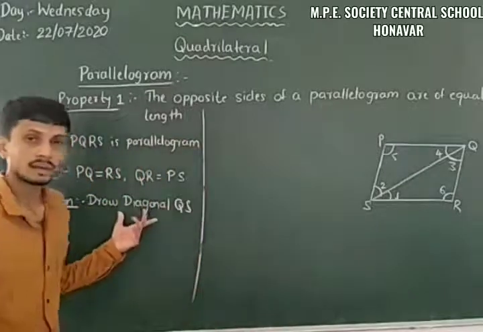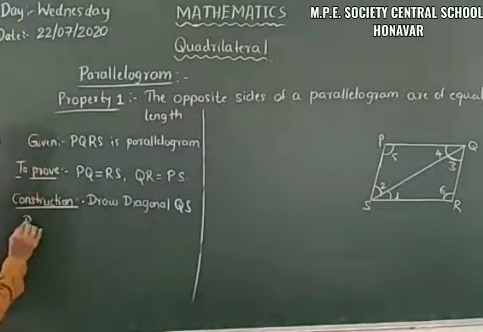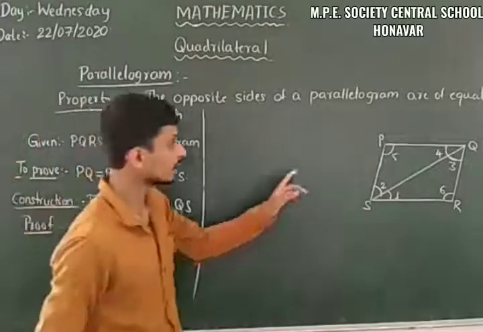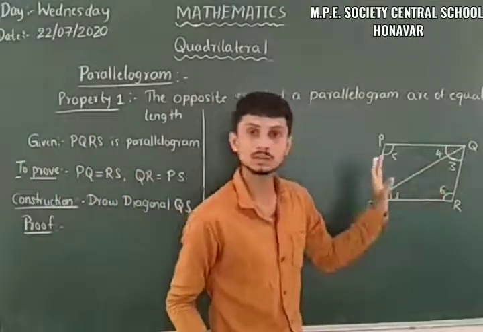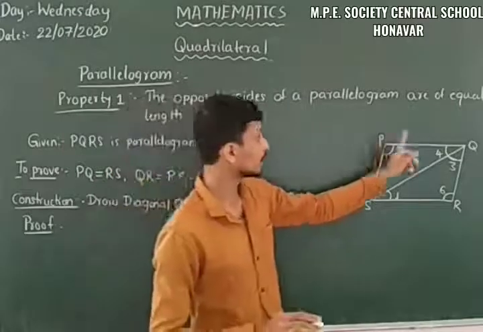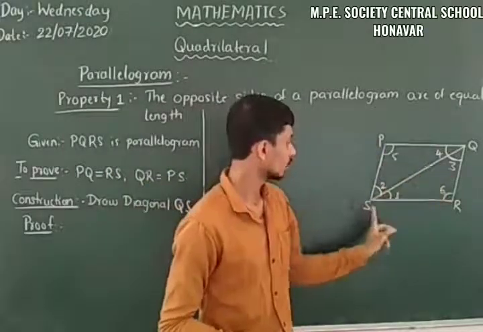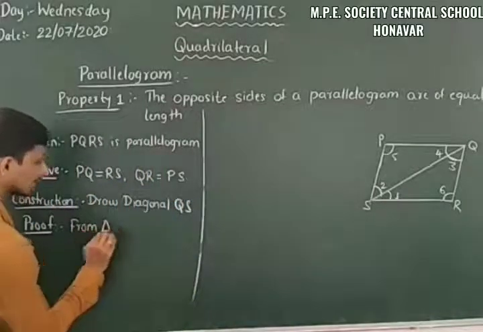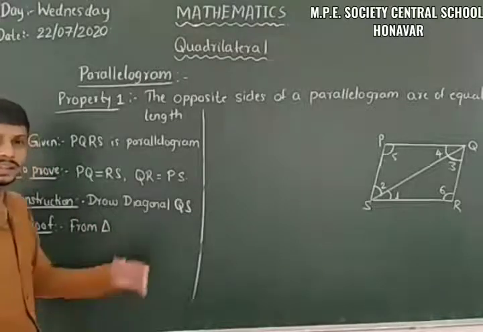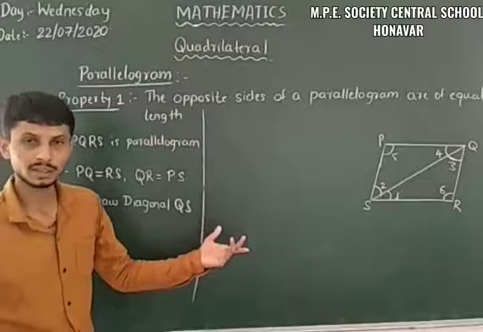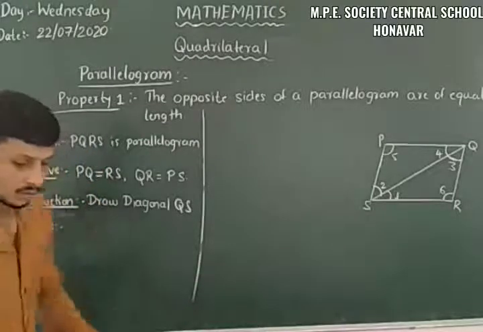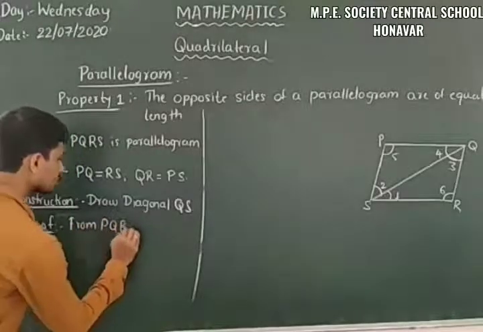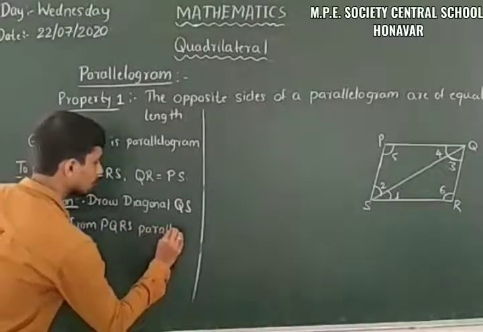Yes. So then what you have to do is group. We have to compare from triangle PQS and QSR, or we can take the complete parallelogram PQRS here.